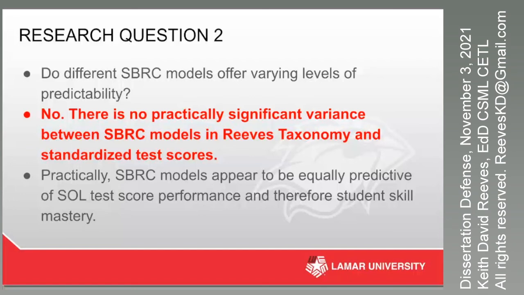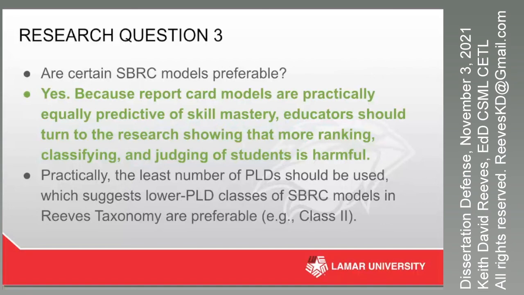Do different SBRC models offer different levels of predictability? No, there is no practically significant difference. They are practically the same in terms of their predictability. The regression data doesn't show that one model is practically different than another in its ability to predict SOL scores. What does this mean? We move on to the most important research question 3.